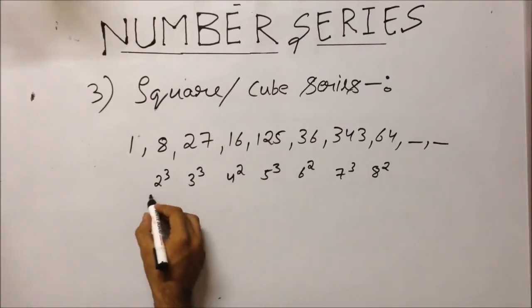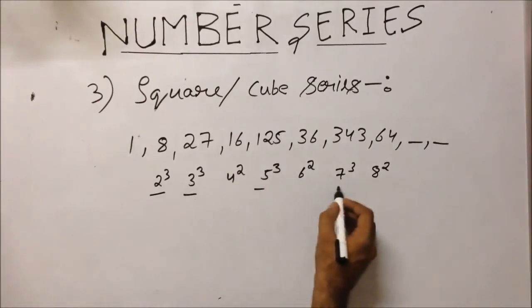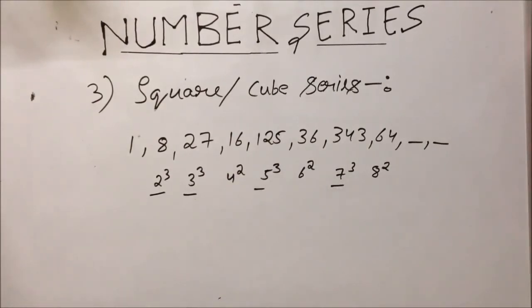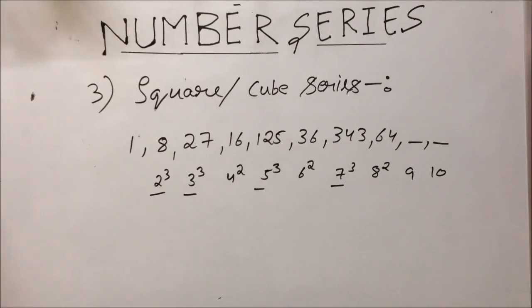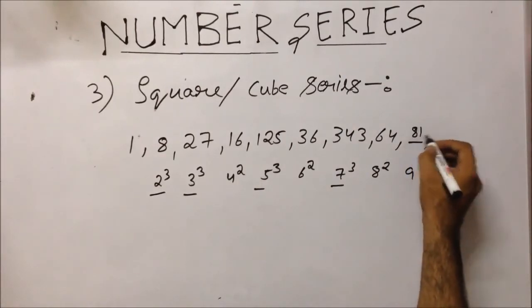Here the cube is of 2, 3, 5 and 7. As we all know, 2, 3, 5 and 7 are prime numbers. So what we are doing is we are taking cubes of prime numbers and squares of composite numbers. So the next two numbers would be 9 and 10. And 9 and 10 both are composite numbers. So the answer would be 81 and 100.